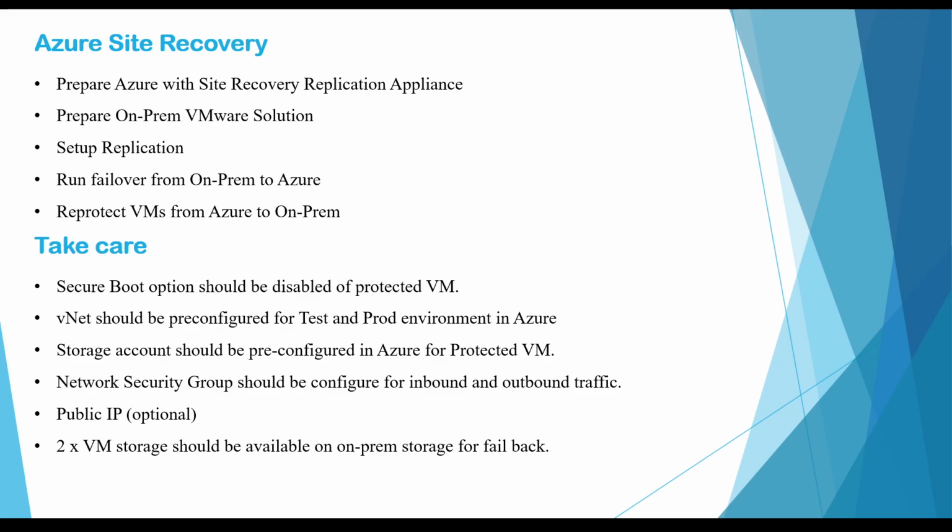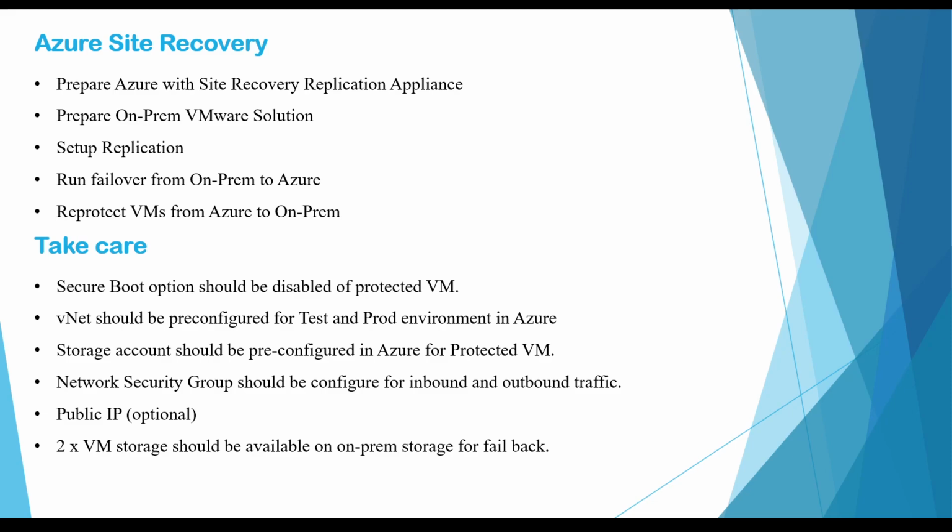There are a few things which need to be considered before configuring your protected VM. First of all, secure boot should be disabled, and whenever you are going to configure your recovery side, the VNet should be there for testing and prod environments. The storage account should be there, and the network security group should be configured in order to access your virtual machines. And optionally, the public IP if you are not using a session host. The last point I will explain to you at the end when we reprotect our virtual machine.